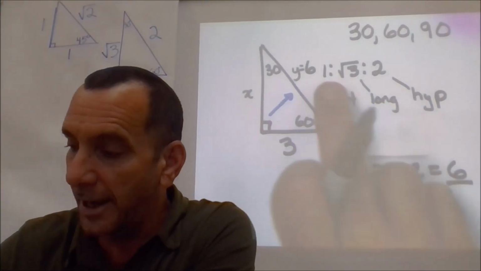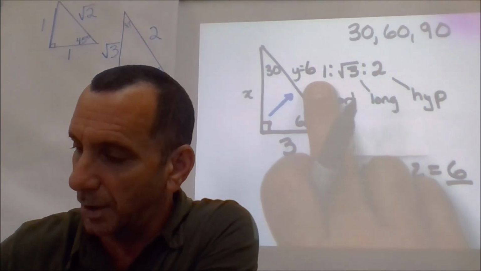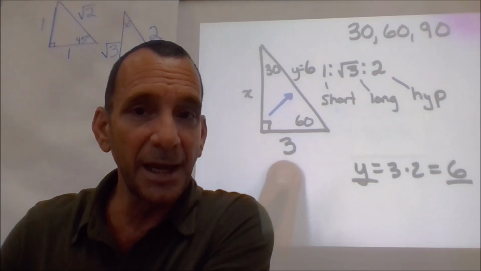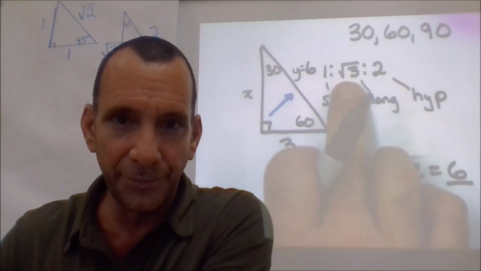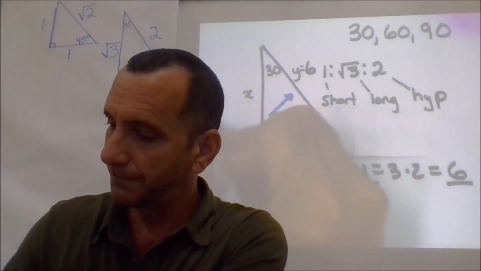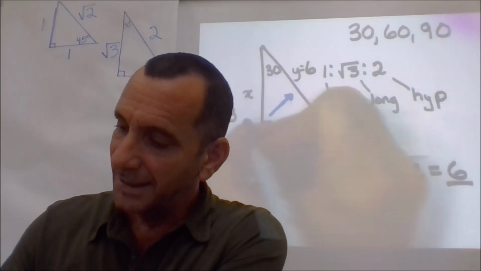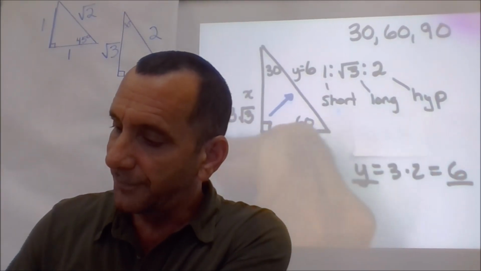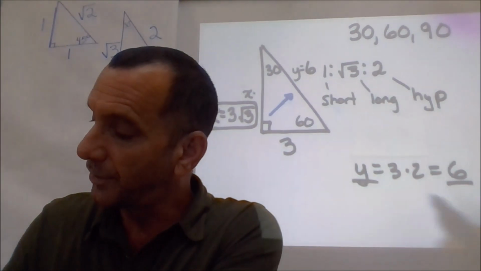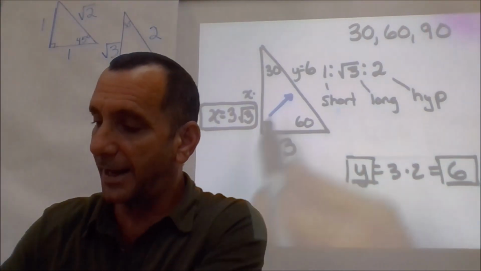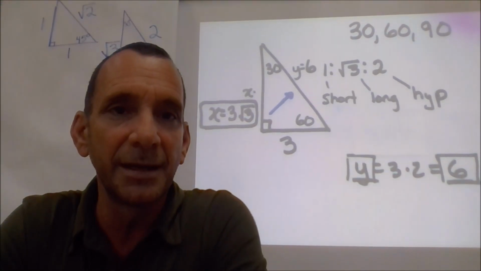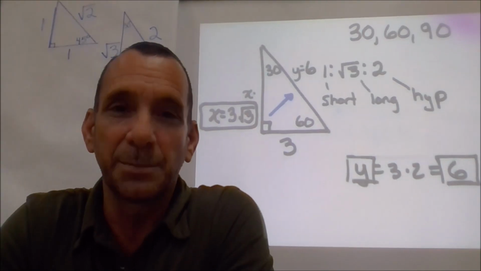Now I've got to get the long leg. What's the relationship between the short leg and the long leg? It looks like the short leg times the square root of 3 will get us the long leg. So I'm going to write x equals 3 times the square root of 3. So I've got my y, my hypotenuse, always double the short leg, and the long leg is square root of 3 times the short leg.